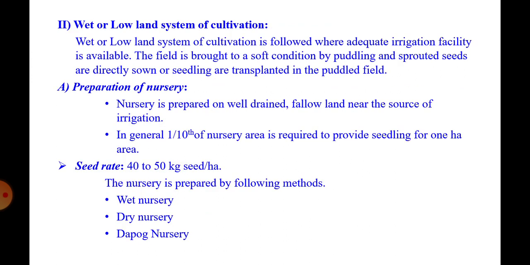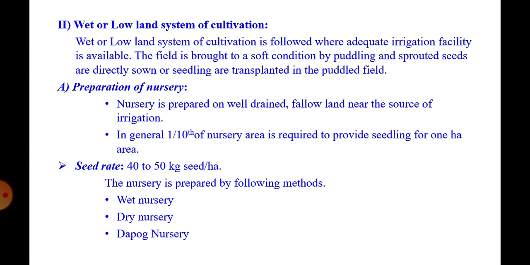Now the second system of cultivation, that is the wet or lowland system. The wet or lowland system of cultivation is followed where adequate irrigation facility is available. The field is brought to a soft condition by puddling, and sprouted seeds are directly sown or seedlings are transplanted in the puddled field.